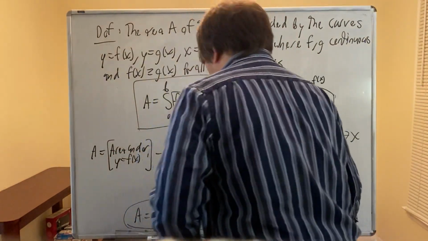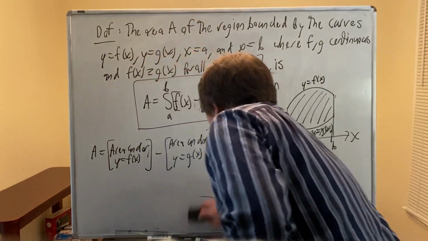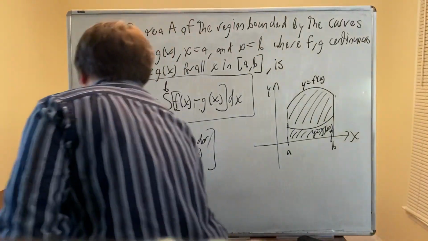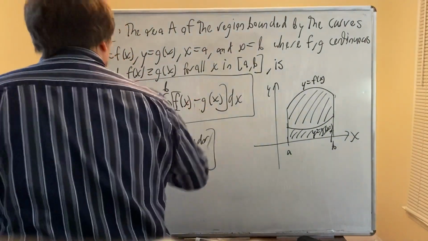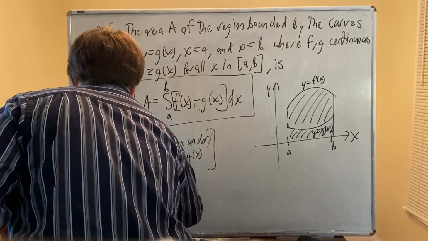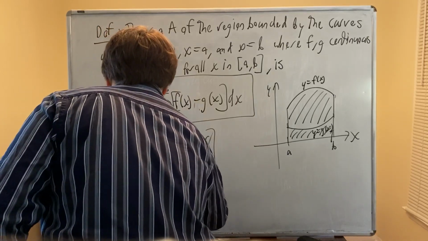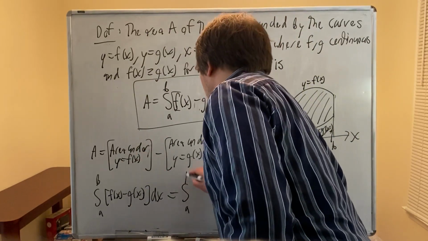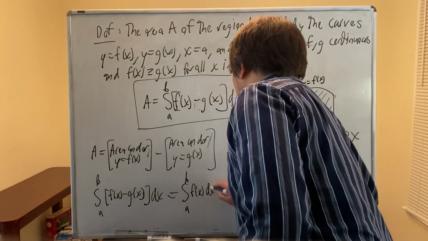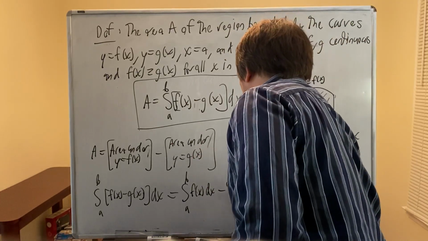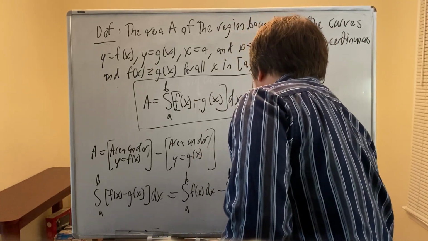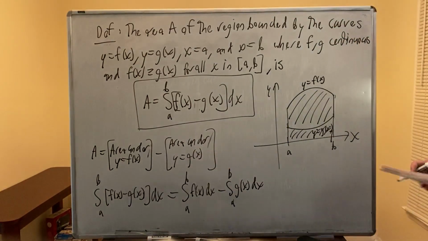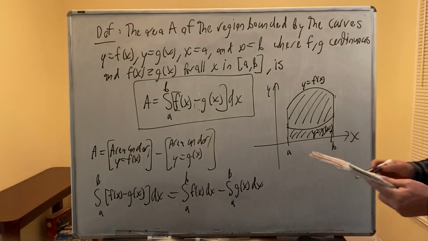And so what this tells you is that the definite integral from a to b of f of x minus g of x dx, or if you just know this, the area under y equals f of x is the integral from a to b of f of x dx, minus the area under y equals g of x, the integral from a to b of g of x dx. So this definite integral is this one minus that one. Okay? And you get that from that equation.